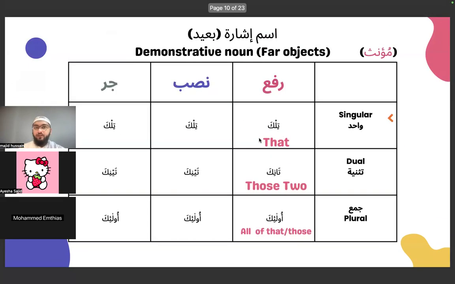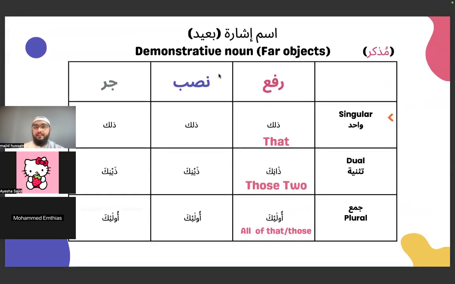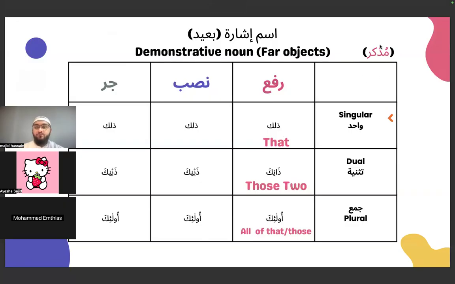طيب. Then اسم إشارة بعيد for feminine words. Here is اسم إشارة بعيد for masculine. For masculine we say ذلك. That means we are pointing to an object that is masculine. So we have a different demonstrative noun, ism ishara, for that masculine word. And that's why we are pointing with the masculine form of ishara, which is ذلك.